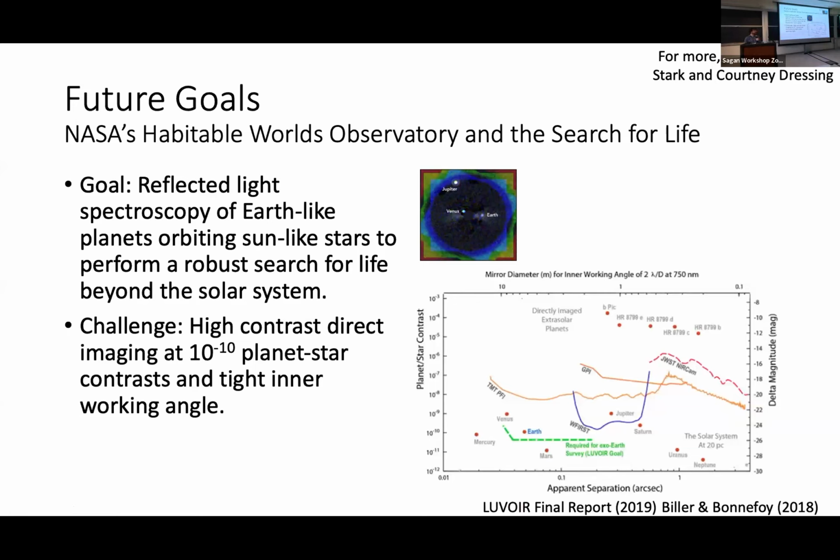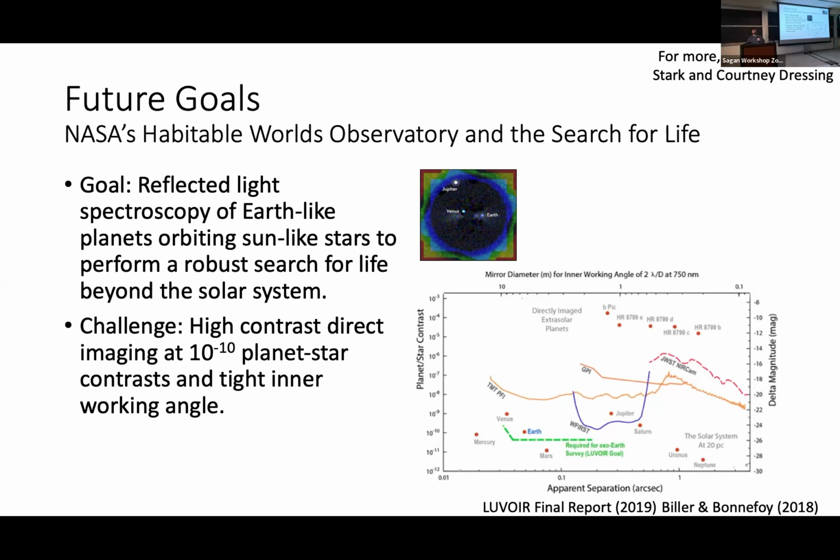And so this will also require tight inner working angle constraints, but it's great to see this path already underway, working our way down to lower and lower contrasts as we get closer to this goal. And it's nice to see this progress. And I think we have the roadmap here.